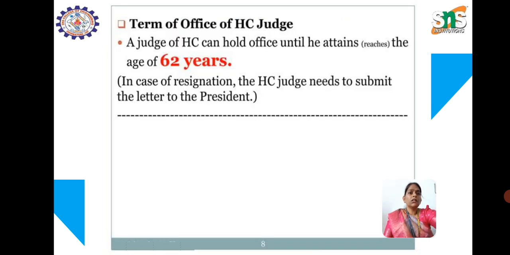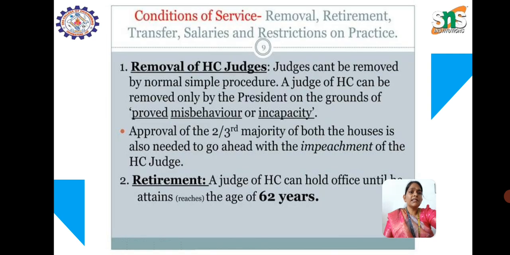Now the term of office of High Court judges. A judge of the High Court can hold office until he reaches 62 years. So the maximum is 62 years of service as a judge in the High Court. In case of resignation, the High Court judge needs to submit a letter to the President. Let us see the conditions of service, that means removal, retirement, transfer, salary, and restriction on practice. So, removal of High Court judges.